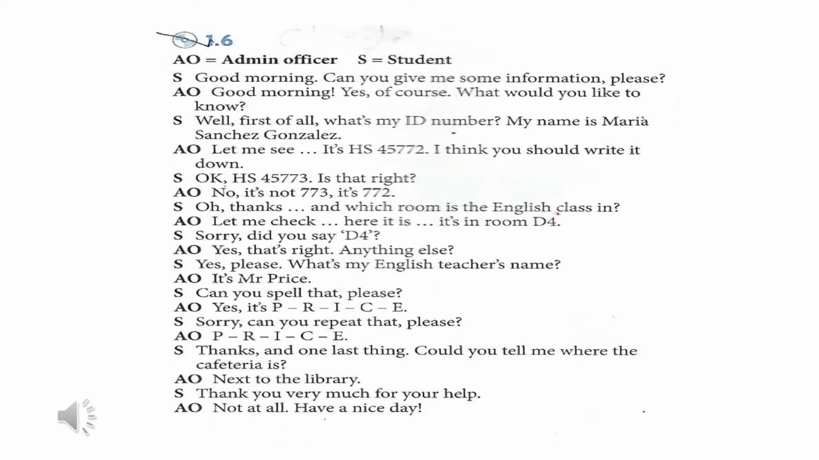1.6. Good morning. Can you give me some information, please? Good morning. Yes, of course. What would you like to know? Well, first of all, what's my ID number? My name is Maria Sanchez Gonzalez. Let me see. It's HS45772. I think you should write it down. Okay, HS45773. Is that right? No, it's not 773, it's 772.